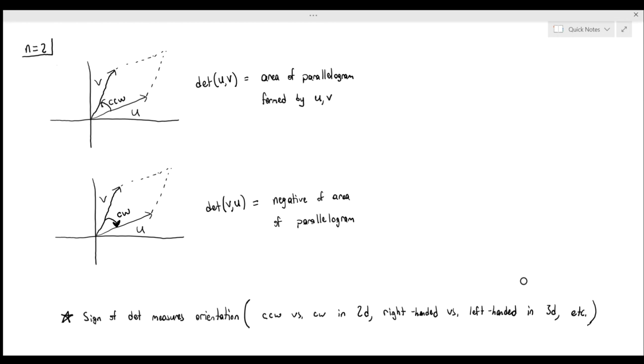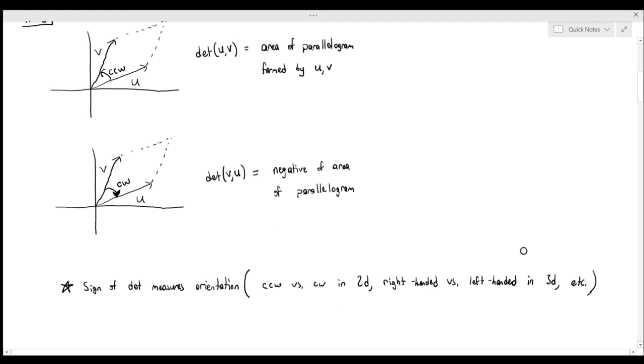I'm just going to pause right now and ask you guys, do you understand how the sign of the determinant is measuring the orientation of your vectors? Do you have some idea of that from these pictures?